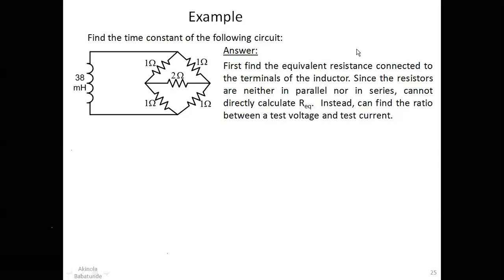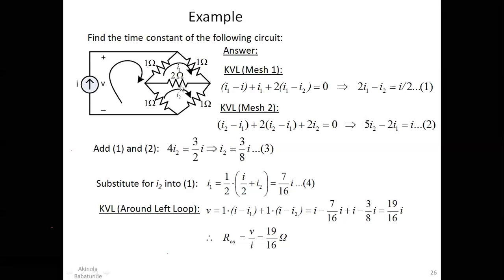How do you do that? You create a loop, okay? So this becomes loop 1, this becomes loop 2, all right? And then what you do to do that, you create a test voltage here and a test current, okay? So that means you put the source here, all right?